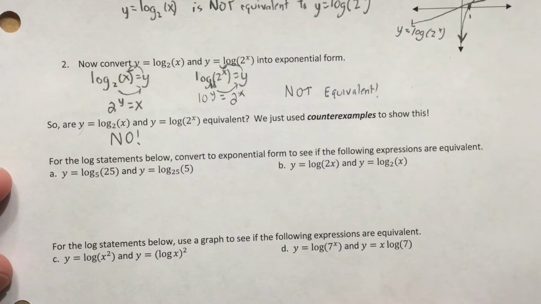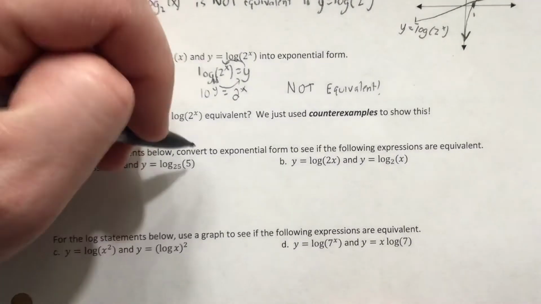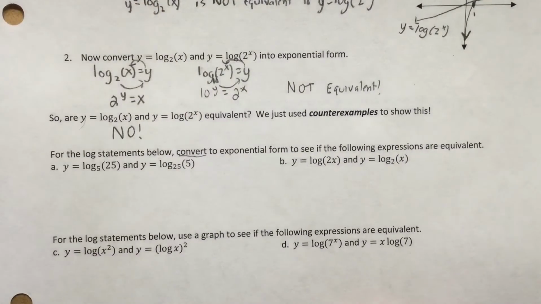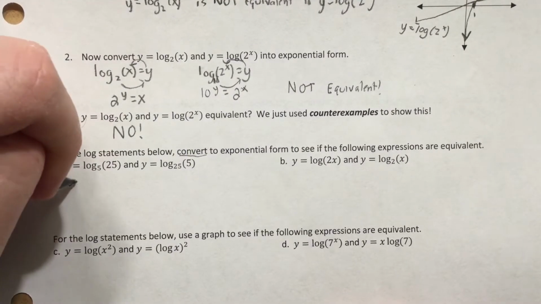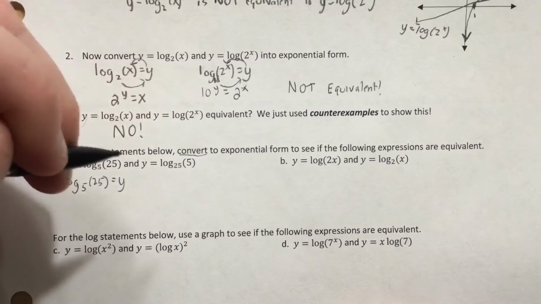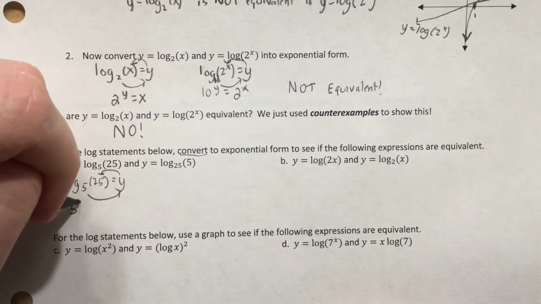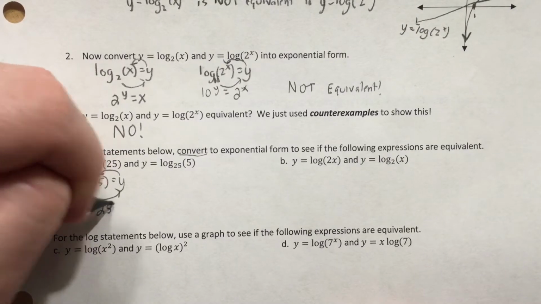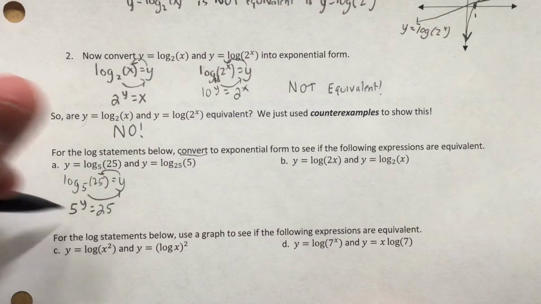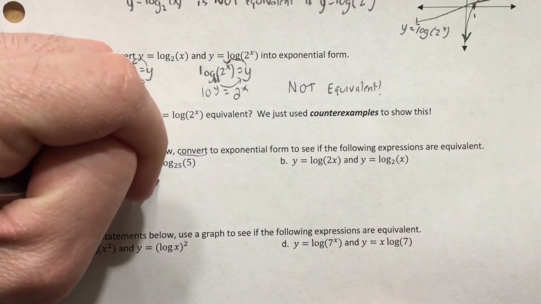And so here it says, for the log statements below, convert the exponential form to see if the following equations are equivalent. So for these, we're going to convert, because it does say convert. All right, so I'll write log base 5 of 25 equals y. And when I convert that, I get 5 to the y equals 25. And for that to be a true statement, y would be 2, right? 5 squared is 25.